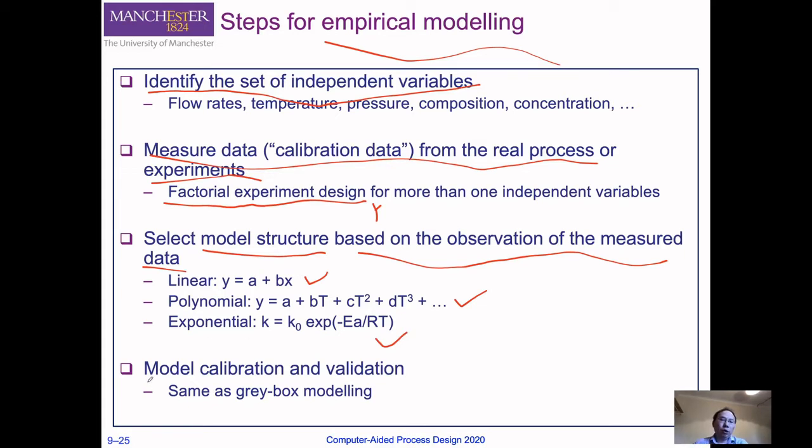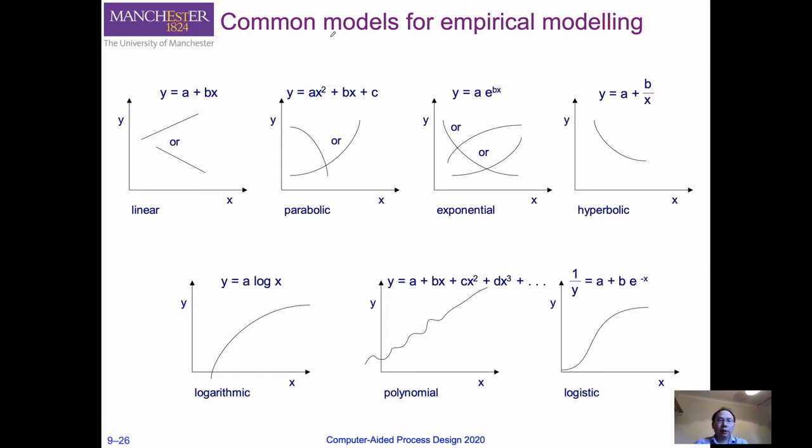Then we use the model calibration to obtain the values of the model parameters. And then we use another set of data to validate the model that is developed. The model calibration and validation is very similar as the gray box modeling we have discussed in this topic. There are several types of models that can be used for the empirical modeling approach.